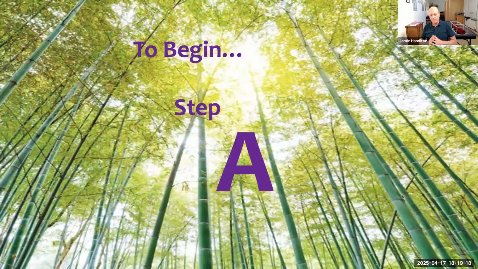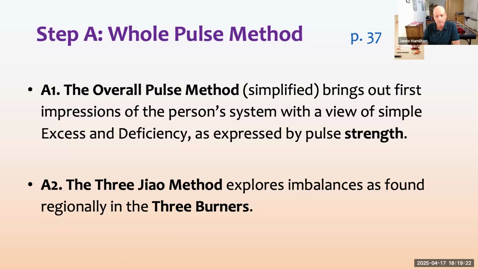So here we go to begin. Step A. This is called the whole pulse method. This is the nicest phrase, I think, to describe what we can do, in that it really is a feeling of the entire pulse. So we're feeling the whole thing. Our fingers are on top of the whole pulse as one.